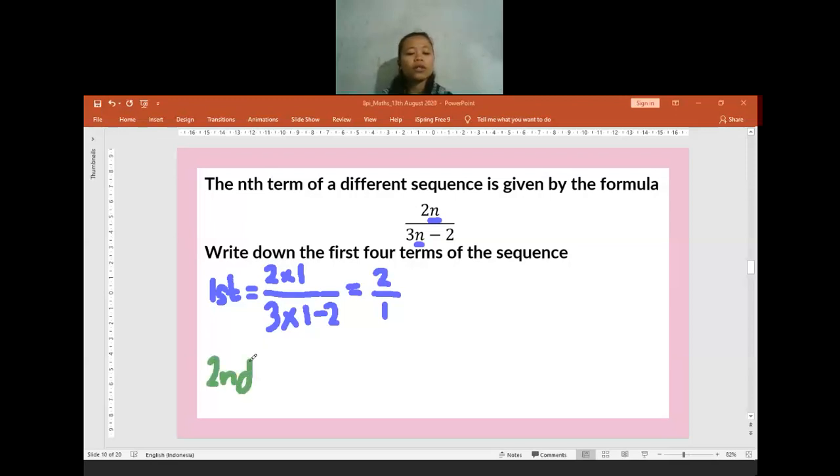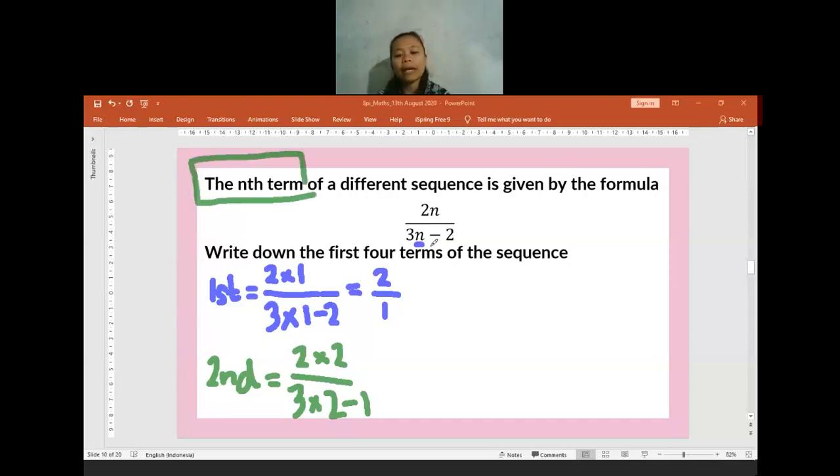No? Okay. So for the second term, we will replace the letter n with 2, becoming 2 times 2 over 3 times 2 minus 2. This is the nth term. The nth term is 2n over 3n minus 2. This is the question: the nth term of a different sequence is 2n over 3n minus 2. We already have the nth term. The n is the same as the position number.